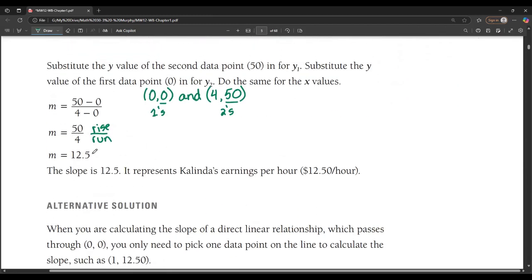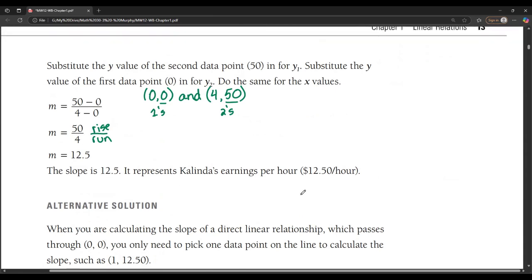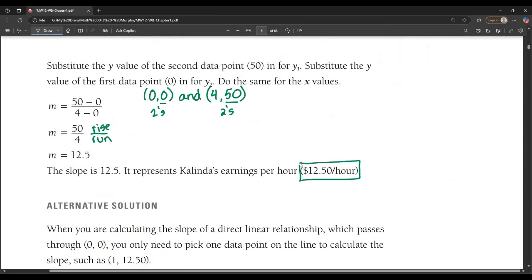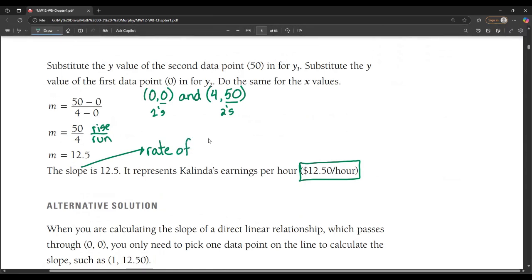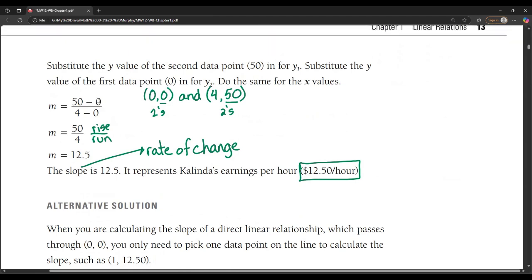So you end up with rise over run and 12.5. So the slope is 12.5. Well, interestingly, we pointed that out before. That was your hourly wage, because it goes up by 12.50. So the slope is your rate of change. How much do your numbers change? Okay, and back to the slope equation here, you can see why using 0 is the best, because you can just go 50 minus 0, 4 minus 0, and just use the numbers. Remember, you're just measuring the length and the height, right?